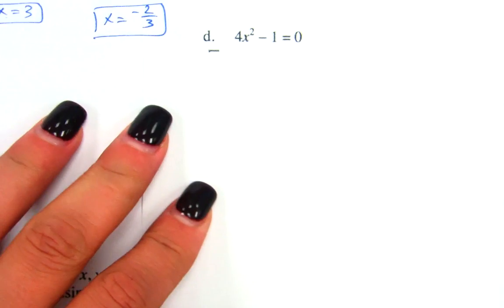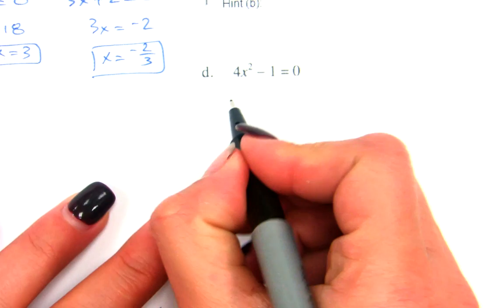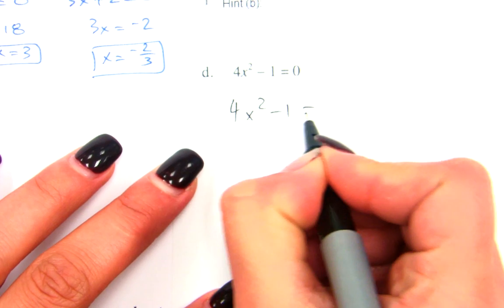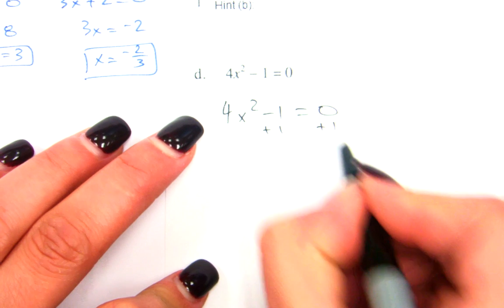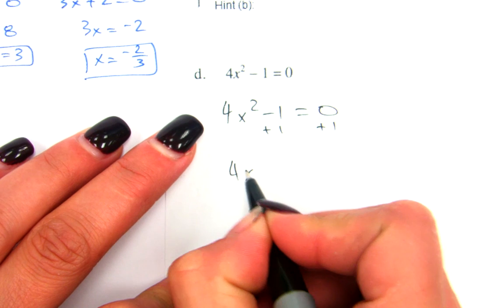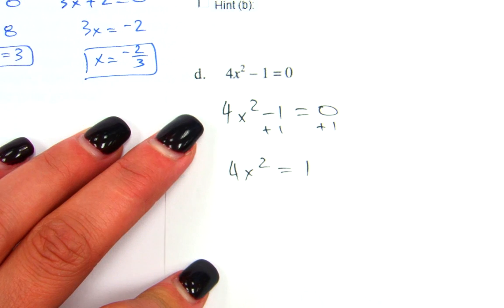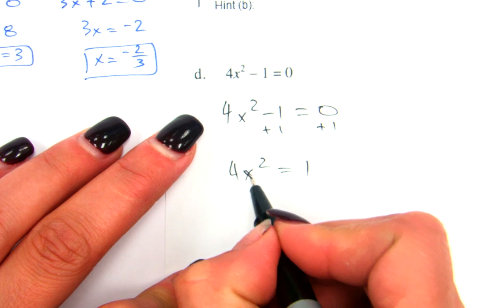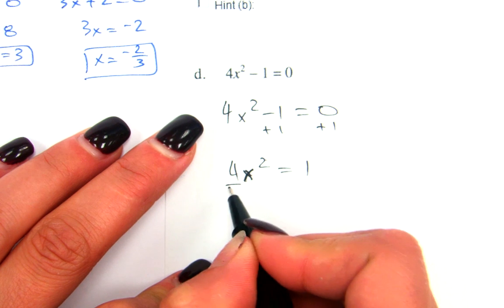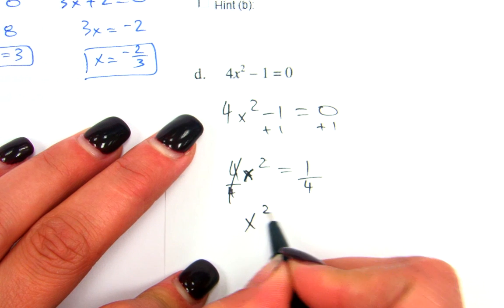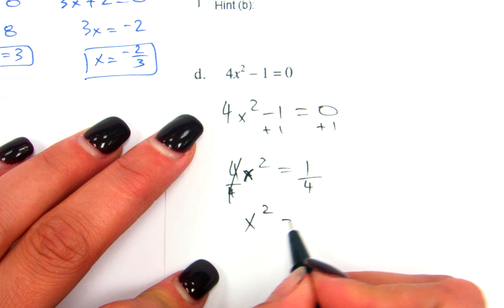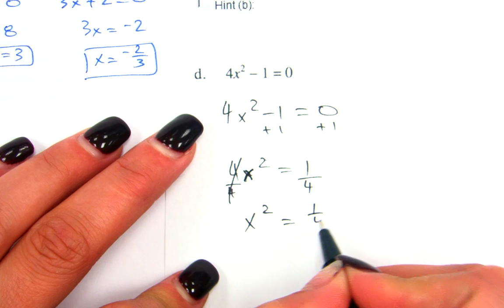So the next way is, you should know by now how to solve equations, you can add 1 to both sides. So you have 4x squared equals positive 1. Then we want the x squared by itself, so I'm just going to divide by 4 on both sides. You get a giant 1 there, and now you have 1/4.